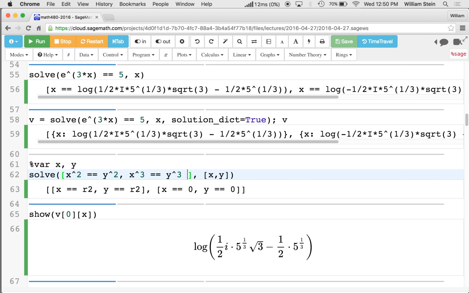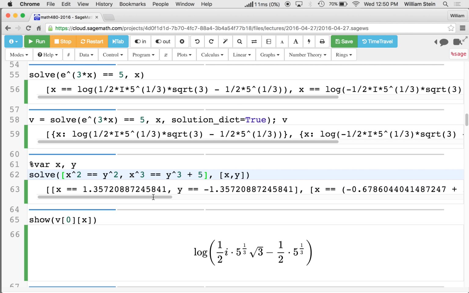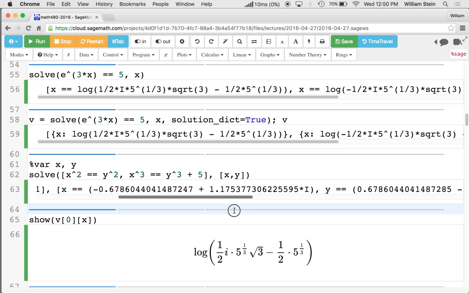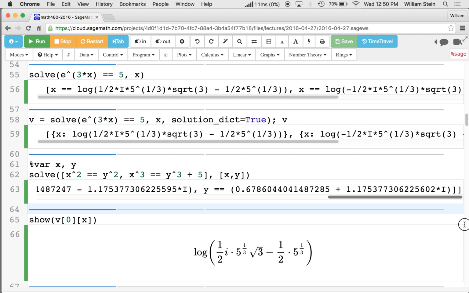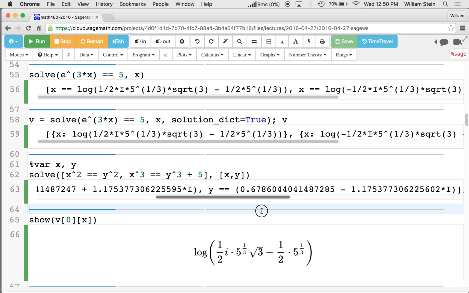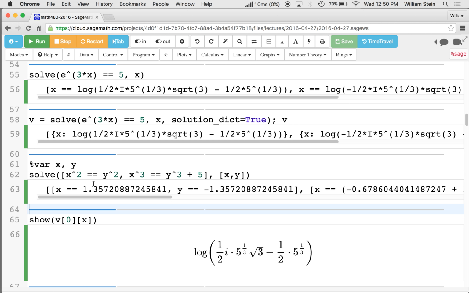And you can make it more complicated. Let's put a +5 there. Now it has to be something different. Let's see what happens. So now it solves, and it finds numerically a couple of solutions. Okay? Just found a couple of solutions.